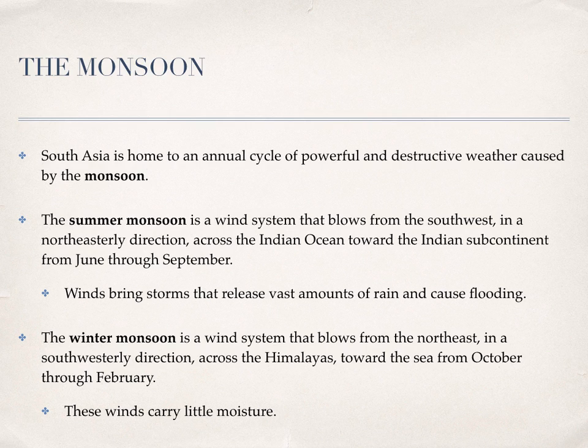In the winter, things turn around. It's like the opposite. The winter monsoon is a wind system that blows from the northeast. It comes across the Himalayas, and this is a very dry area, so there's no moisture in the air. And so this is the dry time of the year, from October through February. Now it's important to remember the monsoons are not rain. They're not rainstorms. They're winds. So the monsoon is a wind system that may bring rain, but sometimes of the year it just brings dry air.